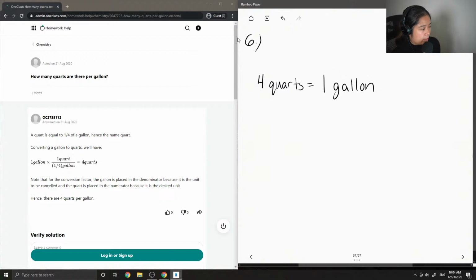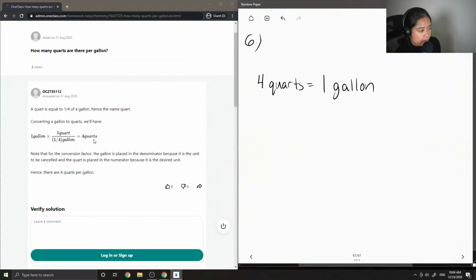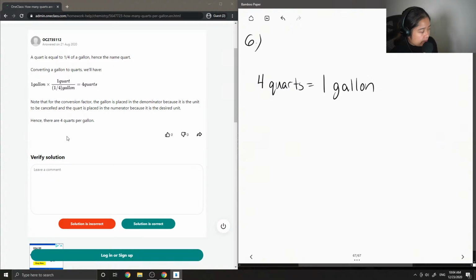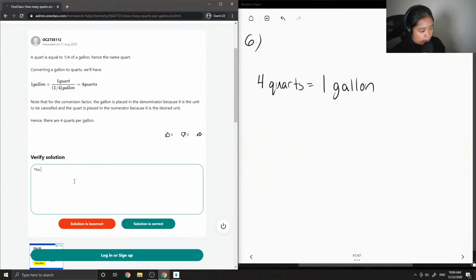And the junior tutor said, a quart is equal to a quarter of a gallon, hence the name quart. Converting a gallon to quarts, we'll have 1 gallon times 1 quart over a quarter gallon is equal to 4 quarts. Note that for the conversion factor, the gallon is placed in the denominator because it is the unit to be cancelled, and the quart is placed in the numerator because it is the desired unit. Hence, there are 4 quarts per gallon. Yep, so this solution is correct.